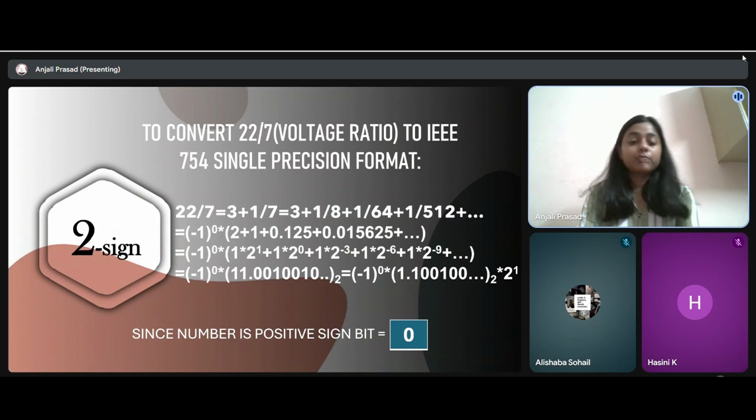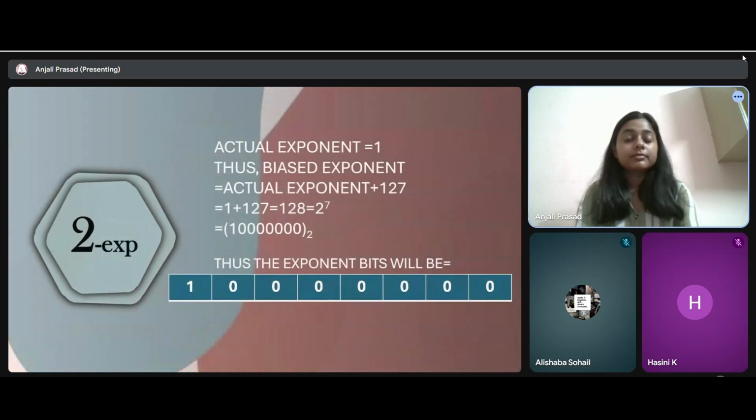And since our number is positive this time, our first bit, the MSB, will be 0 to represent it is positive. Now the actual exponent is 1. So our biased exponent in this case is going to be 128, which is 2 raised to the power 7. So the binary representation for that is given as follows: 10000000.